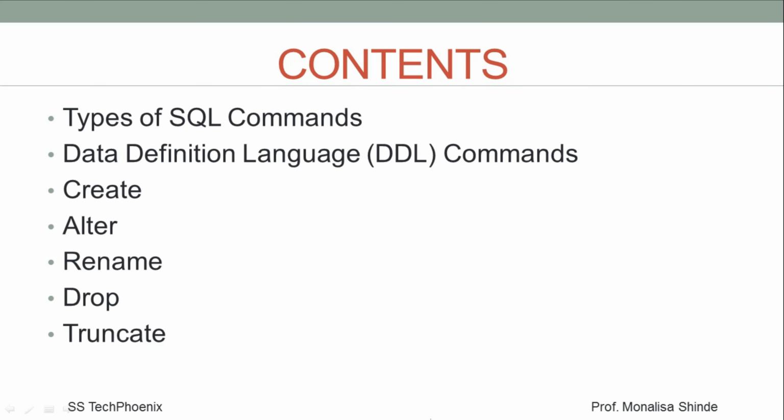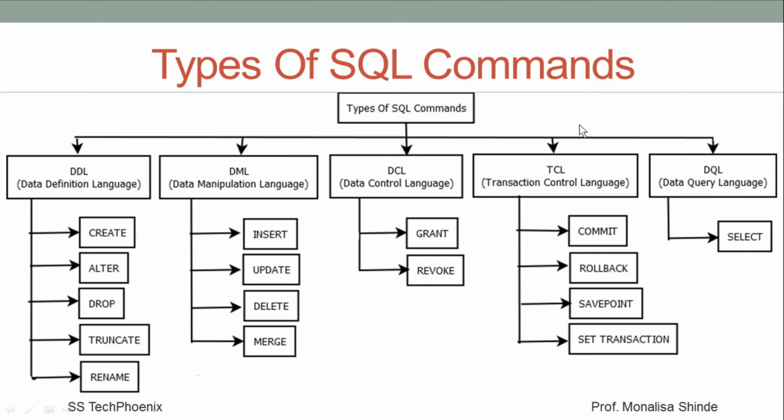These are the contents of our video. Types of SQL commands. Actually, there are 5 types of SQL commands, and out of that, we are going to discuss only DDL, that is Data Definition Language commands. These are the 5 DDL commands: create, alter, rename, drop, and truncate. We are going to see their syntax and examples, their use, like that.